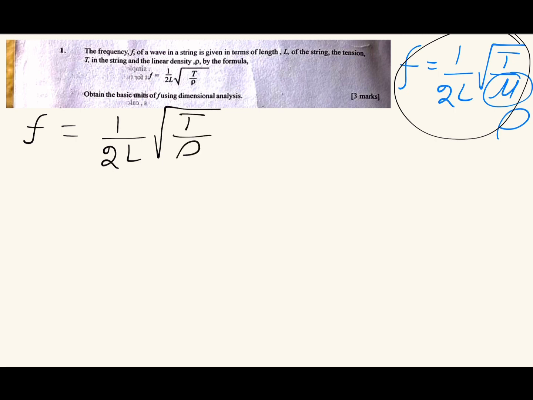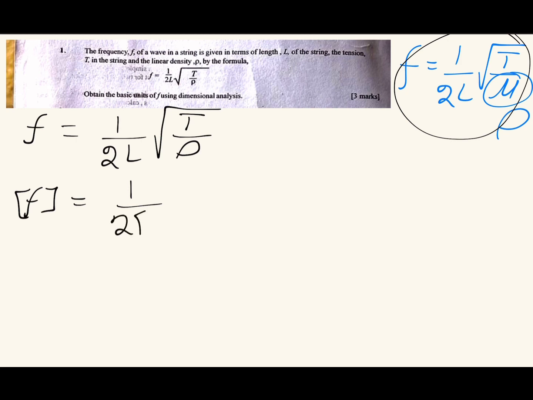Now, how do we find the basic unit of F using dimensional analysis? It's quite simple. All we have to do is to follow a few steps. The first thing you want to do is to state the formula, not the one you're used to, but the one given in the question. So we have F is equal to 1 over 2L square root of T over rho. Next step is to take dimensions on both sides.